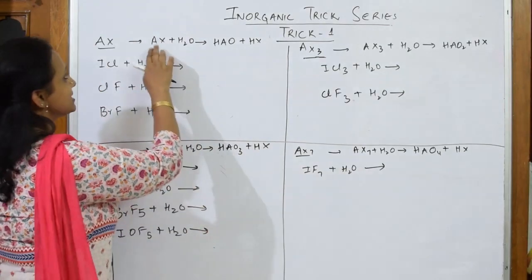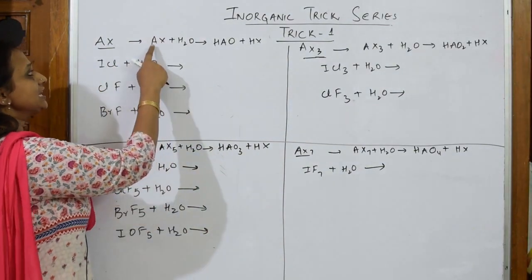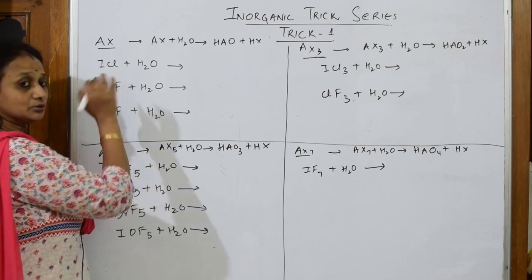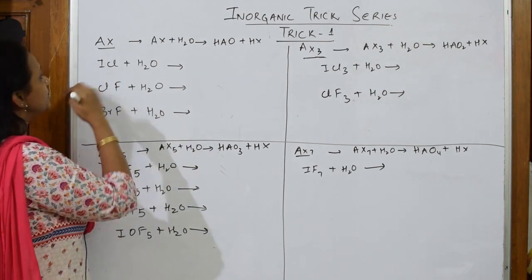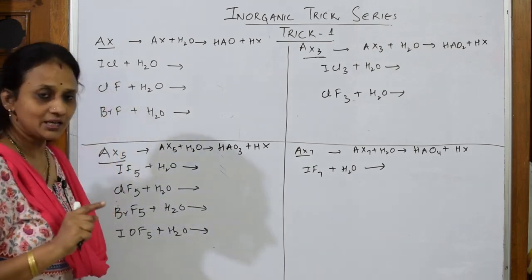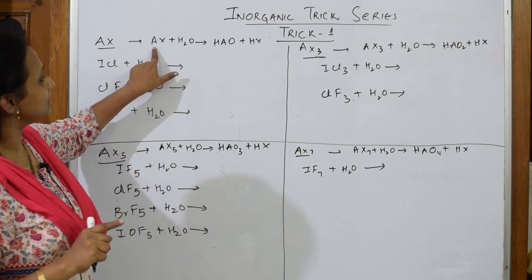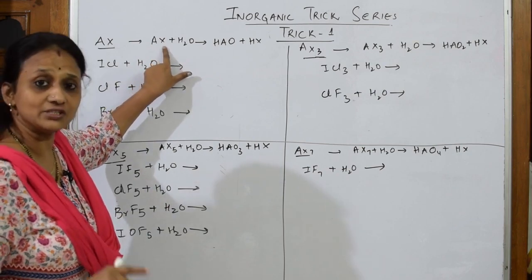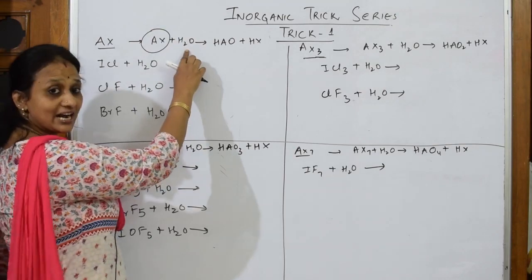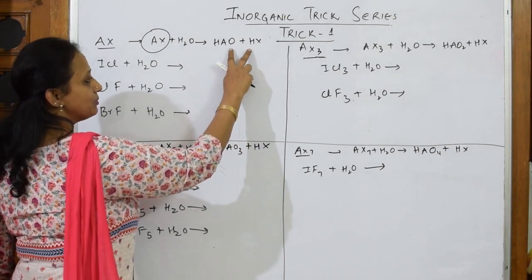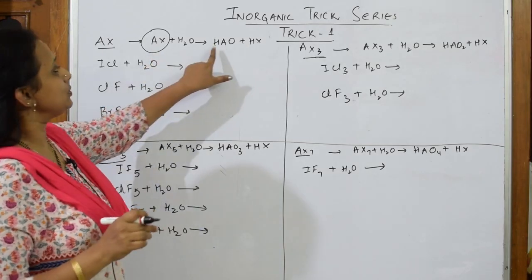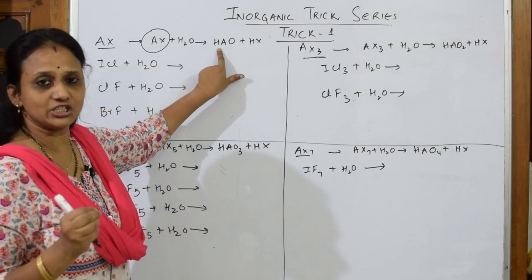So when I take AX type, now what is A? In interhalogen compounds, there is a combination of two different halogens, right? One would be the larger, one would be the smaller halogen atom. Just see, whenever AX type is given to you, when it is hydrolyzed, you will be getting a common thing, that is HAO. Remember, for AX, you will be getting HAO.